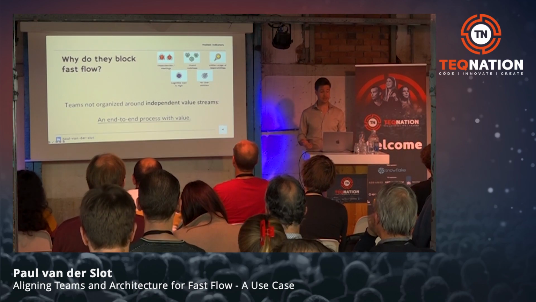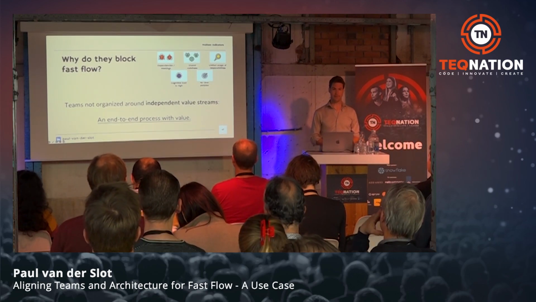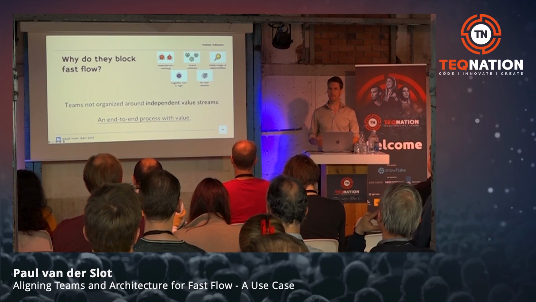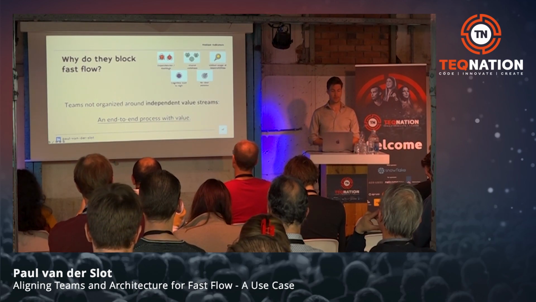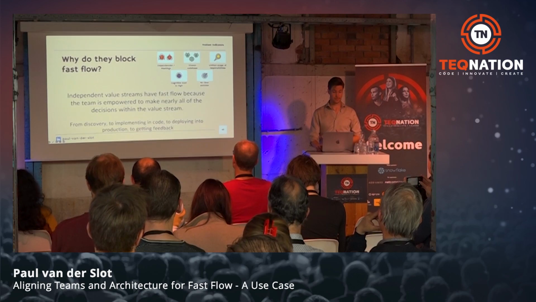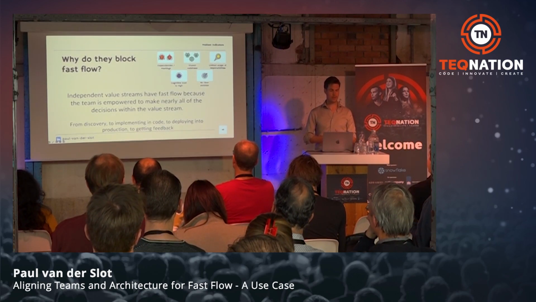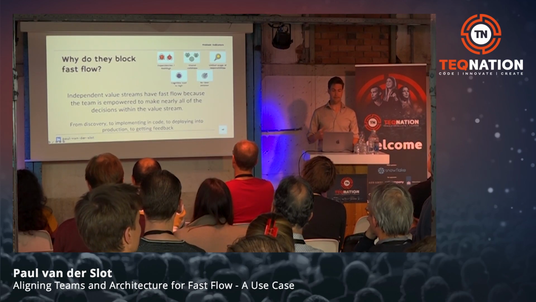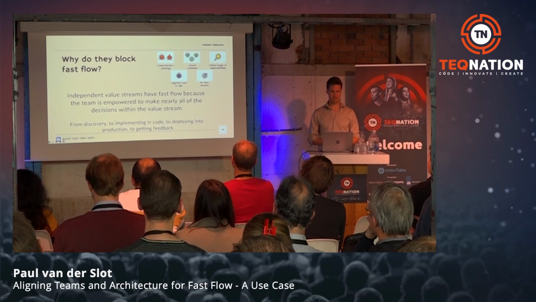Well, that's because, in this case, your teams are not aligned around independent value streams. So in the ideal situation, as a team, you would be responsible of an end-to-end process with value, where you can do everything. And to conclude to that, independent value streams have fast flow because the team is empowered to make nearly all of the decisions in that value stream.